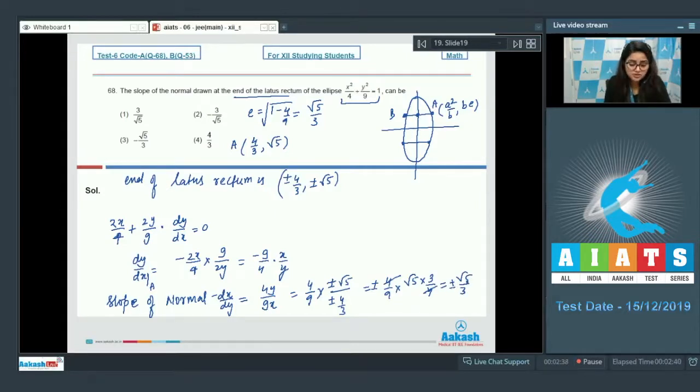So just check your options. Option number 1 is incorrect. Option number 2 is also incorrect. And option number 3 is minus √5 by 3. So it can be minus √5 by 3. So option number 3 is your correct answer. Now move on to the next question.